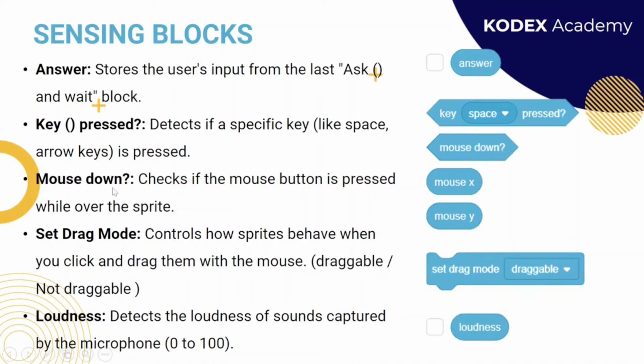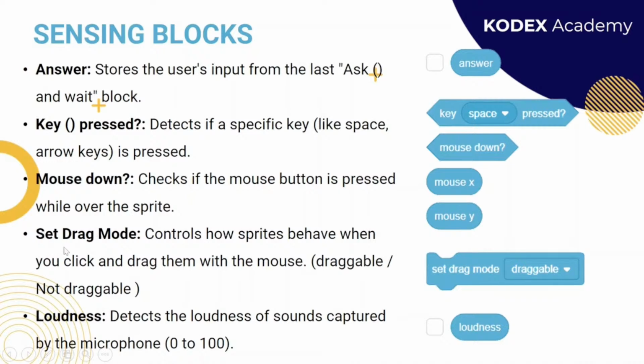Now the next one is mouse down. Here it shows your sprite is sensitive to the mouse button, the mouse arrow. This particular sensing command block is used to show the sensing against the mouse button on the sprite.